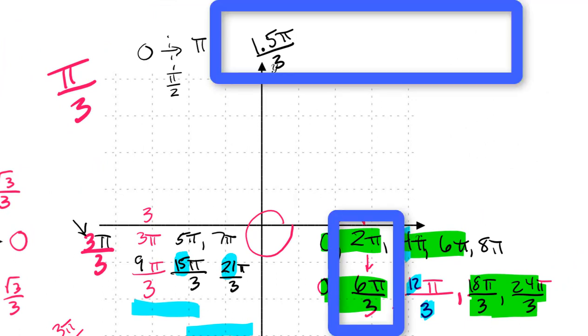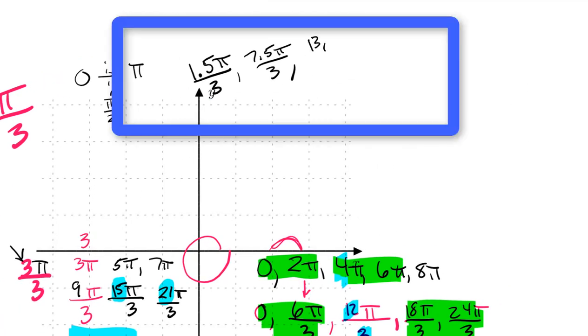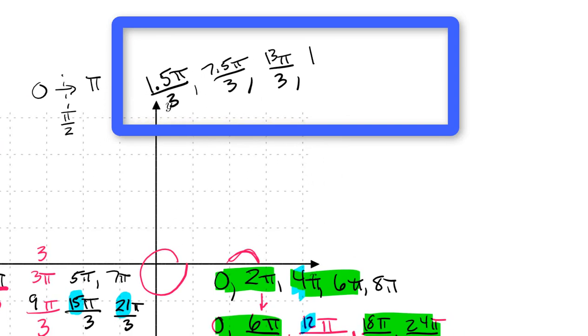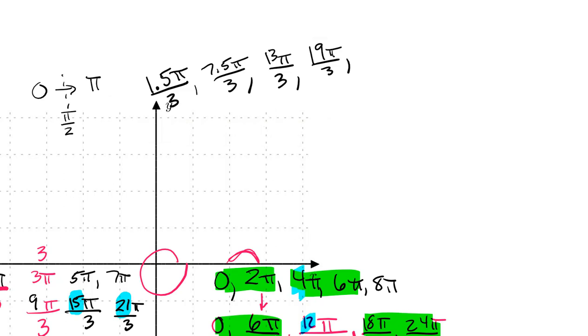So if we just add 6 at the top, we're going to get 7.5 pi over 3. And then if we add another 6, we would be at 13.5 pi over 3. And if we add another 6, then we would be at 19.5 pi over 3. So these are all different coterminal angles because you might have to revolve around several times.